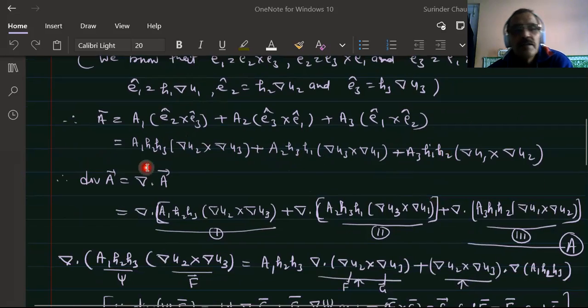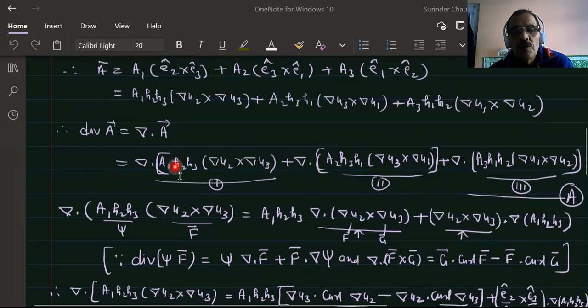Now to find the divergence of the vector function, we operate del dot A vector. Del dot first component, del dot second component, and so on. Now take the first component.